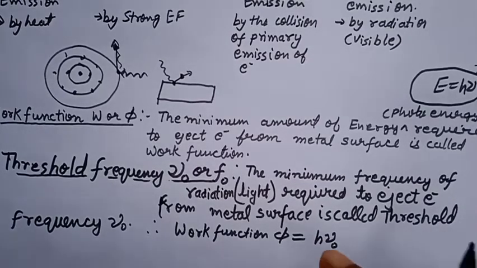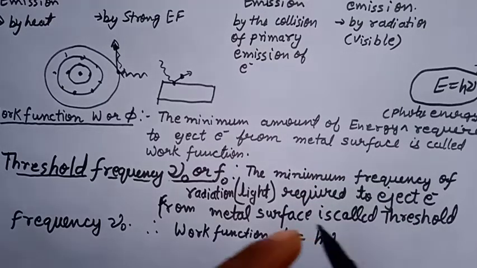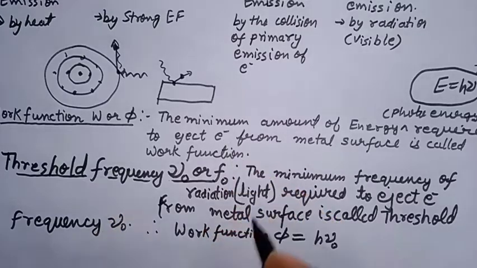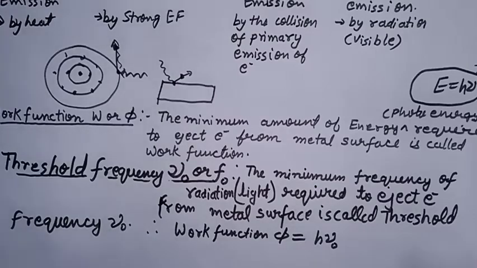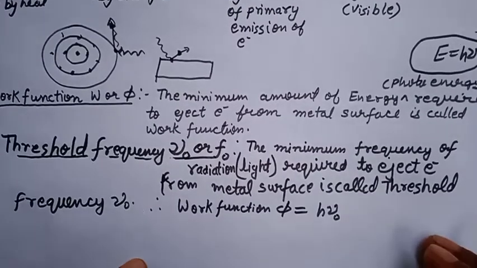It means, actually this is not the work function, this is the energy carried by a light photon of threshold frequency, and this is enough energy to eject an electron from the metal surface. So the same energy is equal to the work function. That is why phi equals h nu naught. So this is how we can write the relation between work function and threshold frequency. This is the relation.